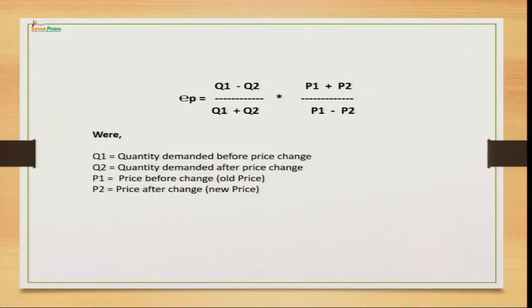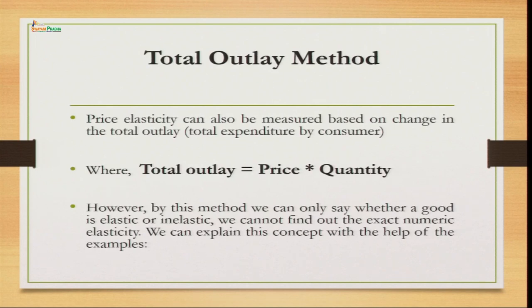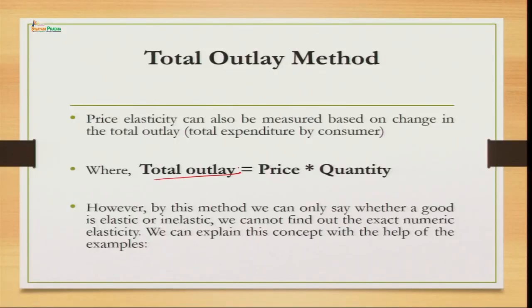We do have another method of calculating the price elasticity, which is called the total outlay method, right. This method is different from the previous two methods, because the previous two methods were able to give you elasticity in numbers, where you can easily say whether the elasticity is greater than 1, lesser than 1, equal to 1, or equal to 0. In case of the total outlay method, just by looking at the expenditure, and how do we find this total outlay? Total outlay is basically the total expenditure, which can be easily calculated by price into quantity, right.